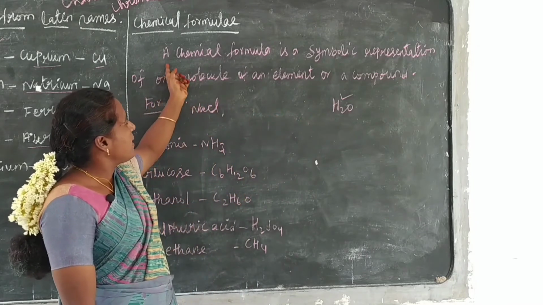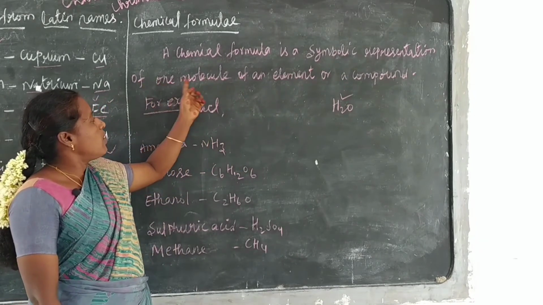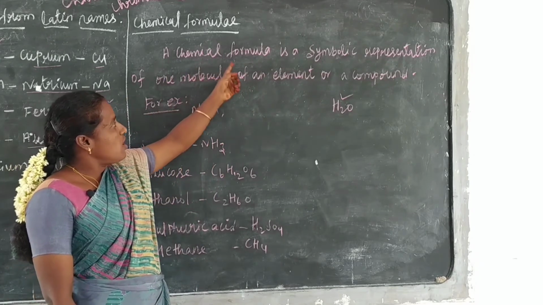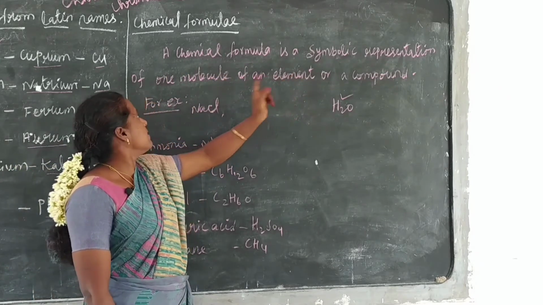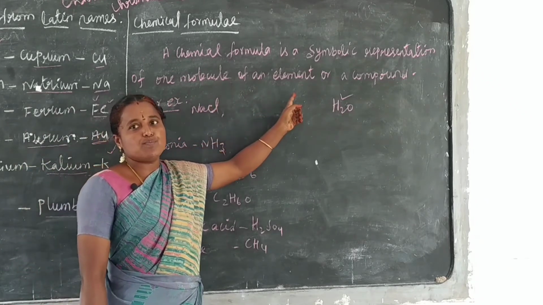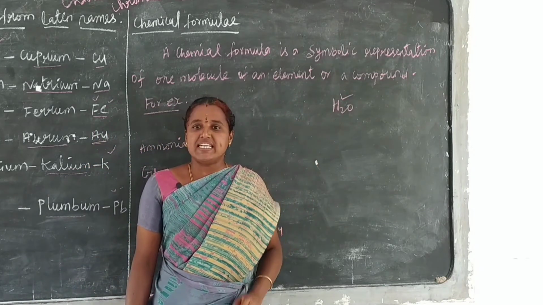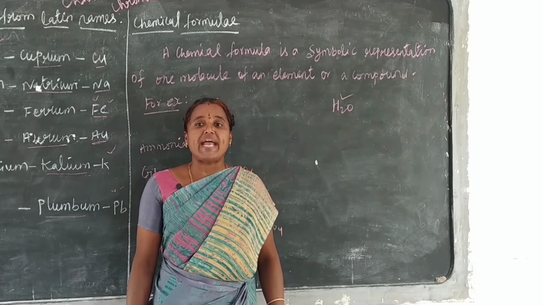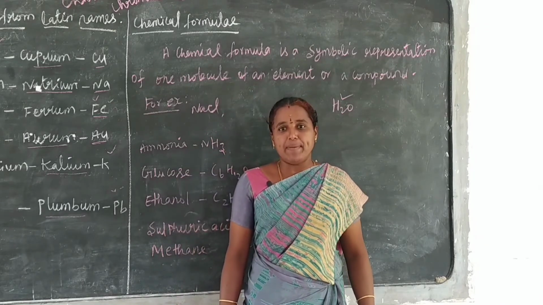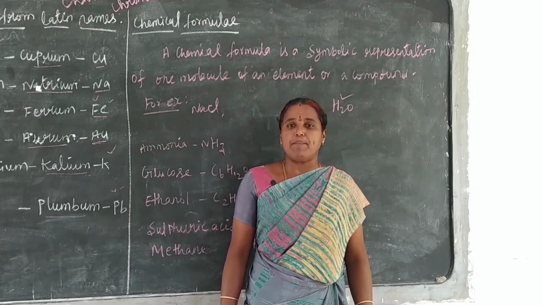Next, the chemical formula is a symbolic representation of one molecule of an element or a compound. It provides information about the elements present in the molecule and the number of atoms of each element.